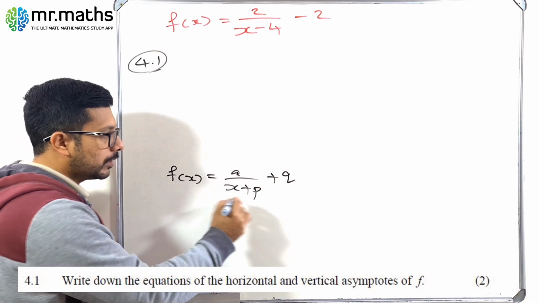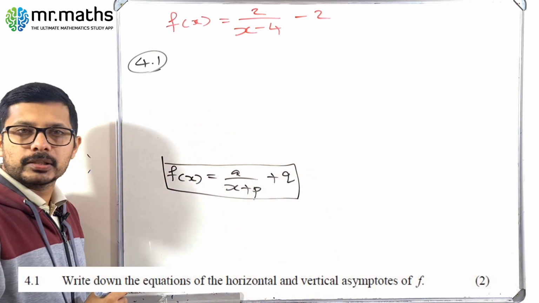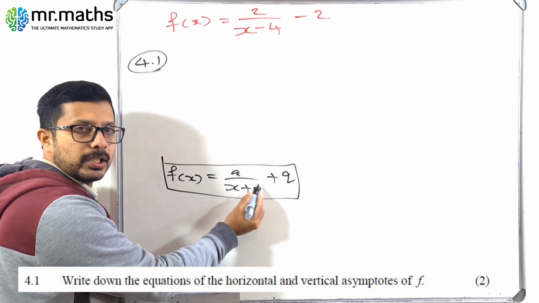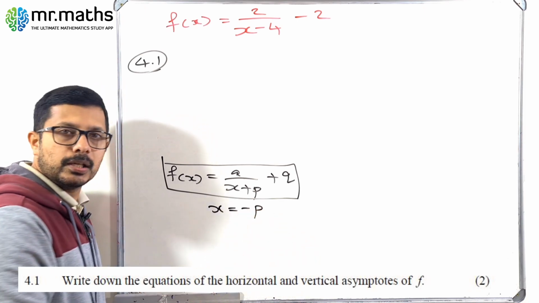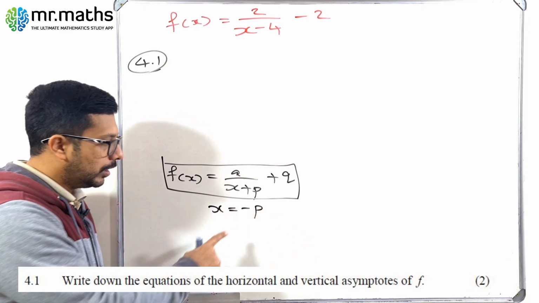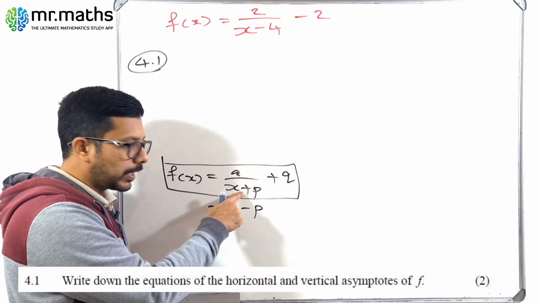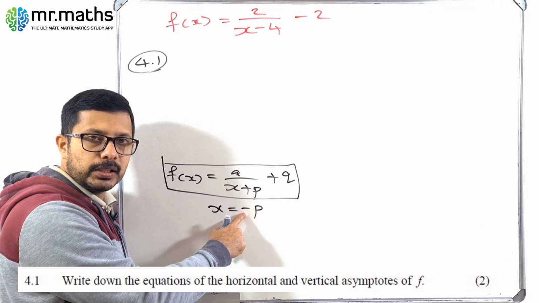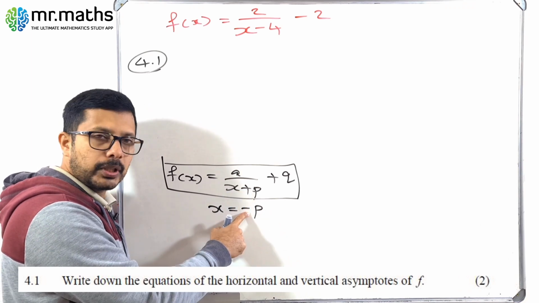In this equation, how can you find the asymptotes? What are the equations of the asymptotes? When here it is plus p, you will write x is equal to minus p. So don't misunderstand that. It is not always negative, it depends on the sign here. If here it is plus, for the equation of the asymptote you write x is equal to minus p. If here it is minus, you have to write a plus.